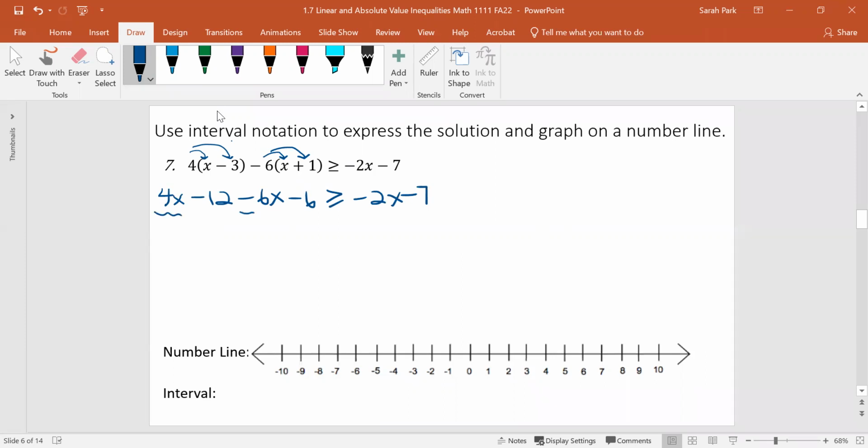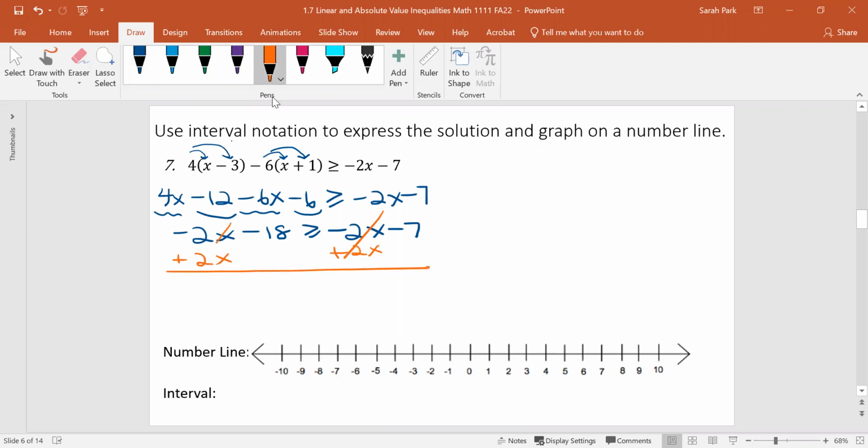The 4x minus 6x gives us negative 2x. Negative 12 minus 6 is negative 18. Still greater than or equal to negative 2x minus 7. We try to collect the x terms on the left. So we're going to add this 2x so we can cancel that. And it happens that it also cancels this x term as well.